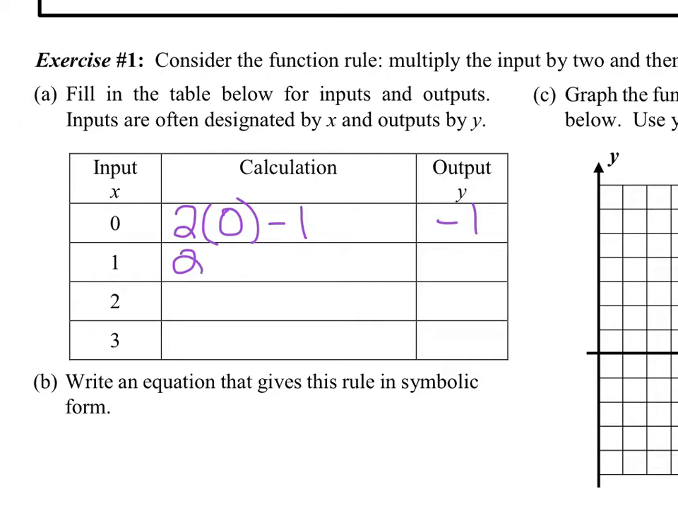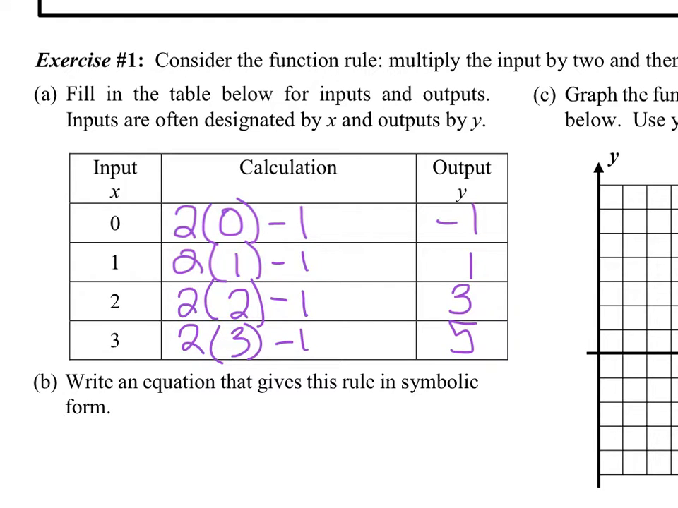All right, 2 times 1. So we're going to multiply the input of 1 by the 2 that they said, and then deduct 1. So 2 times 1 is 2, take away 1 is 1. Let's do the same thing. We'll multiply 2 by 2, then subtract 1. 4 minus 1 is 3. And lastly, we are going to multiply the input of 3 by 2, which is 6, minus 1 is 5.